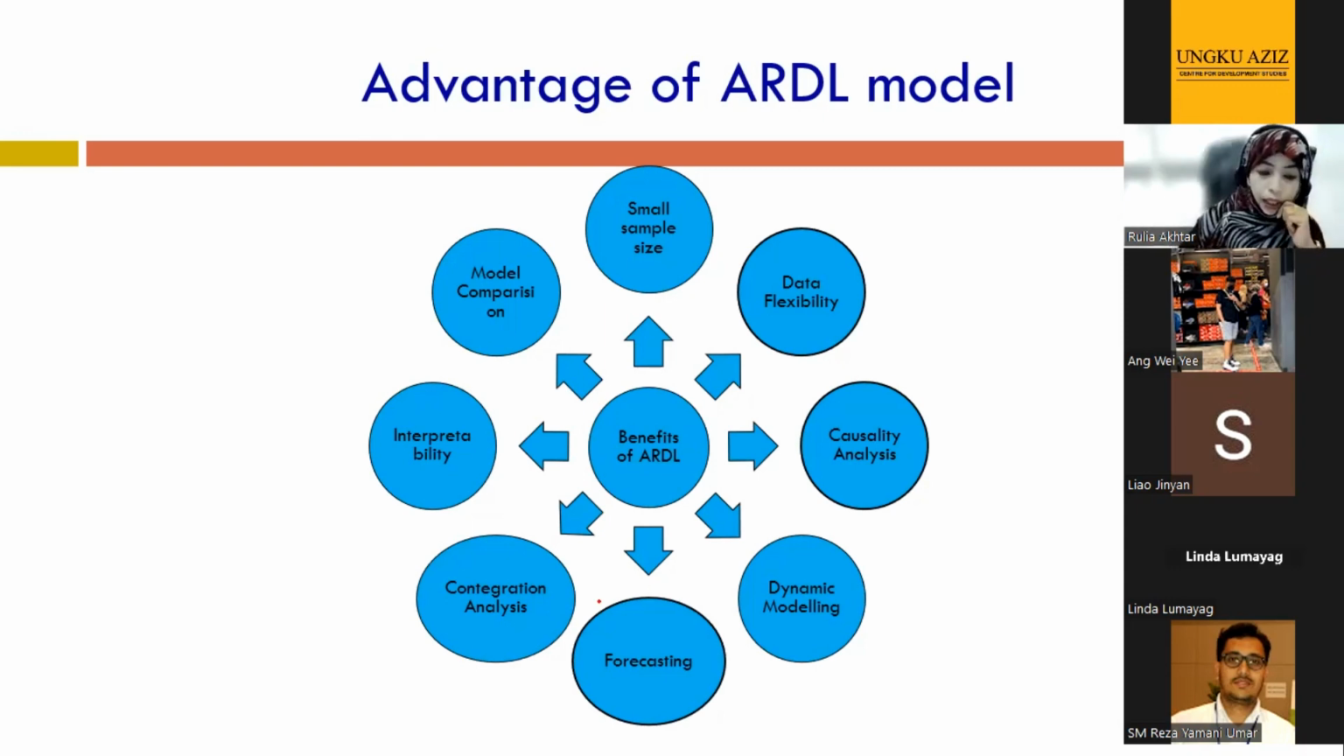Interpretability is the next one. Interpretation is important. How do we interpret our result? ARDL model coefficients have meaningful interpretations, which aids in understanding how much change there is in the dependent variable when an independent variable changes. So what are the effects on the dependent variables? This is how we can interpret these results.